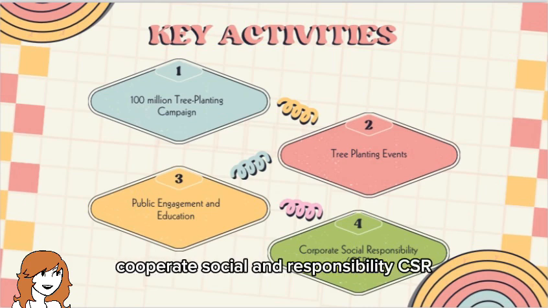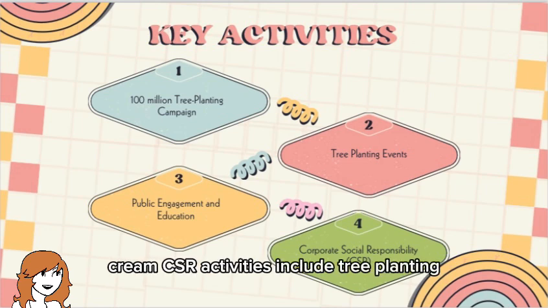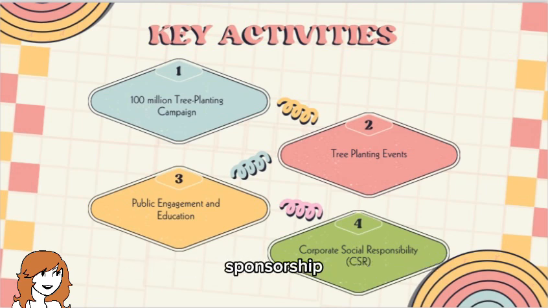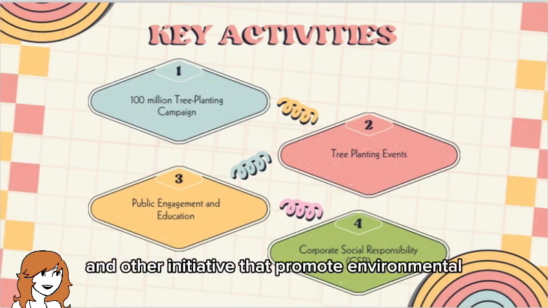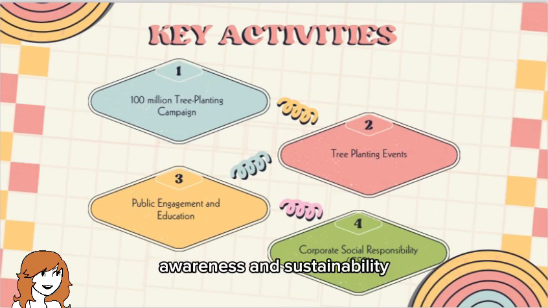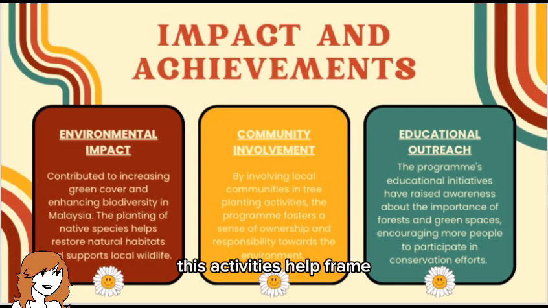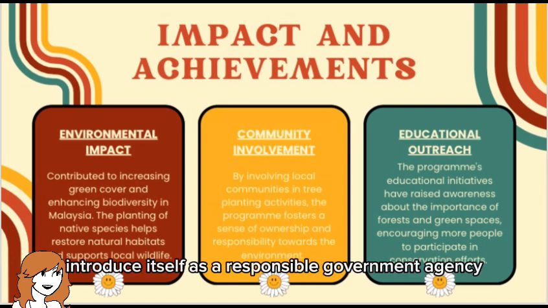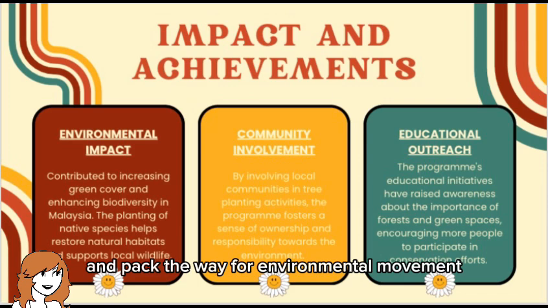And lastly, corporate social responsibility, CSR. FRIM CSR activities include tree planting sponsorship and other initiatives that promote environmental awareness and sustainability. These activities help FRIM introduce itself as a responsible government agency and pave the way for environmental movement.